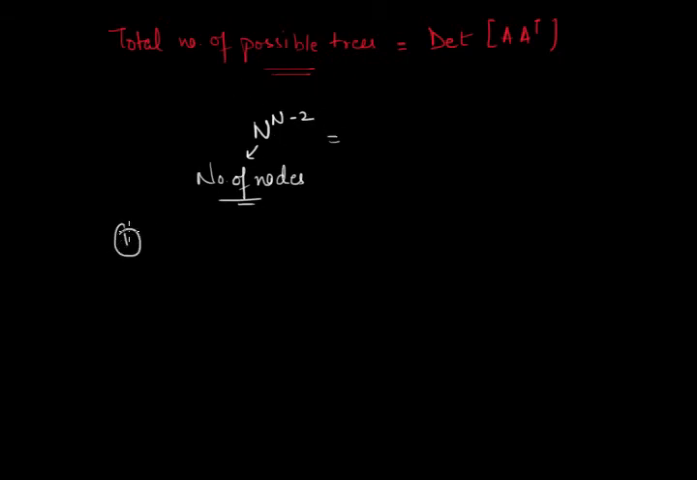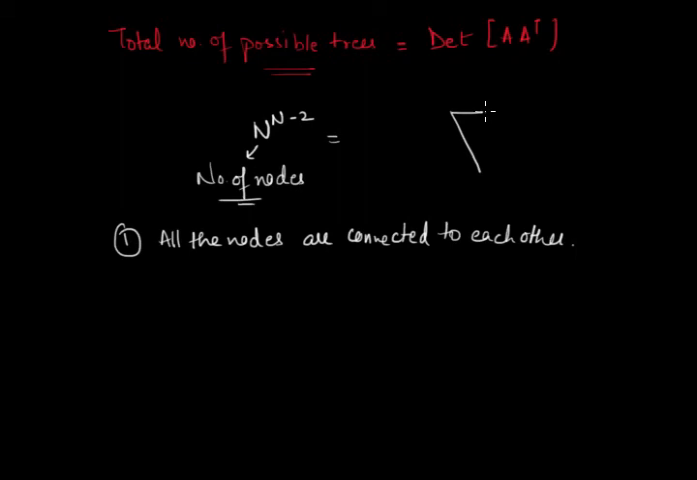The first one is that all the nodes are connected to each other. See, I have a network like this, with nodes A, B, C, and D. A and C are not connected to each other; they are connected through B. All the nodes should be connected directly to each other to apply this formula.